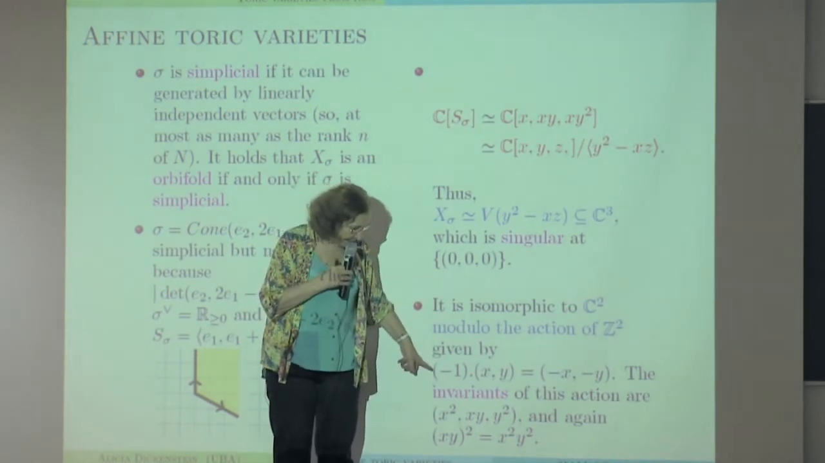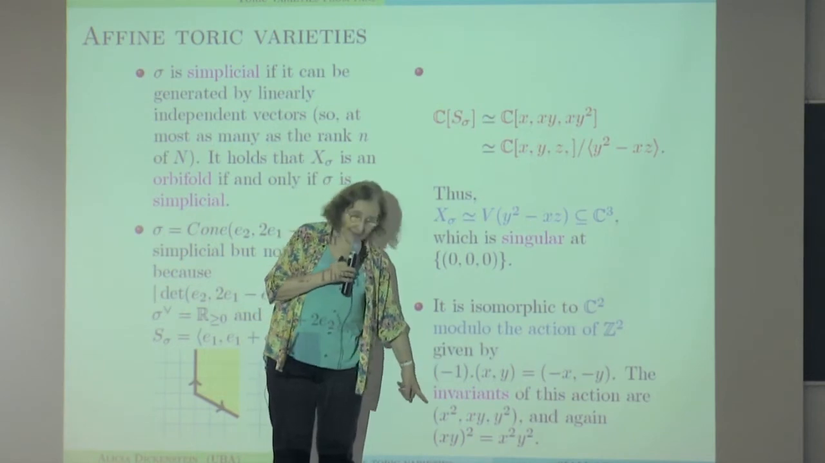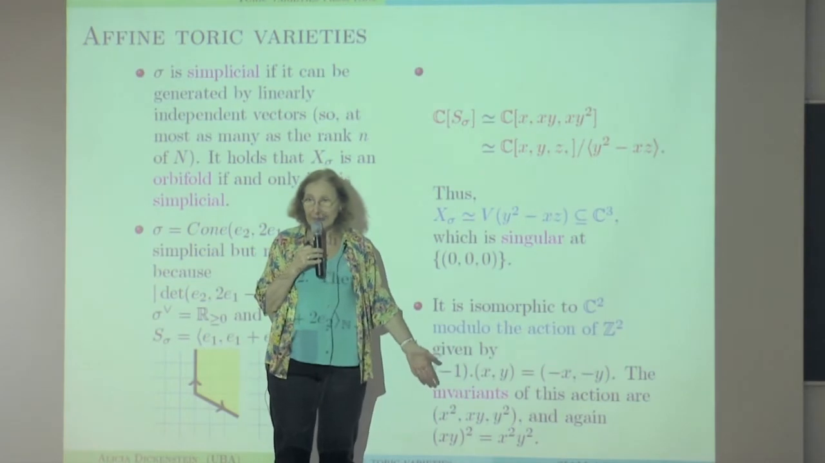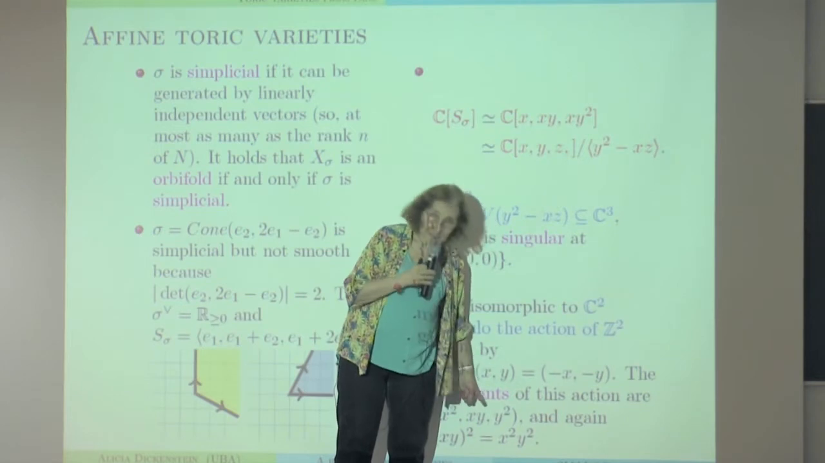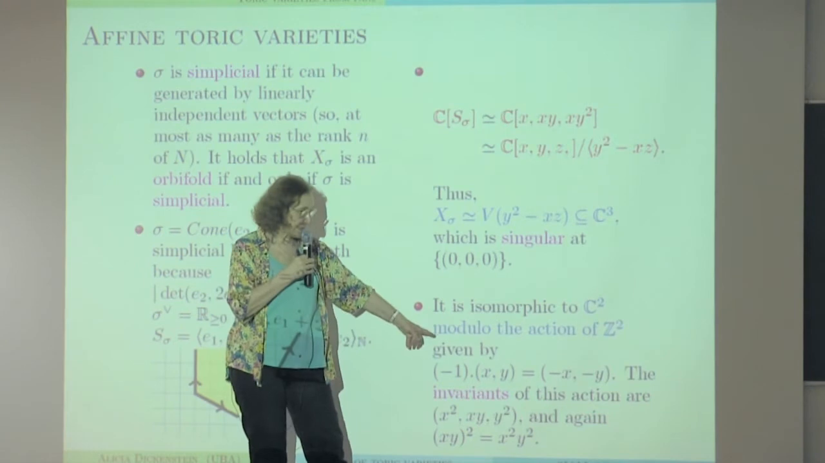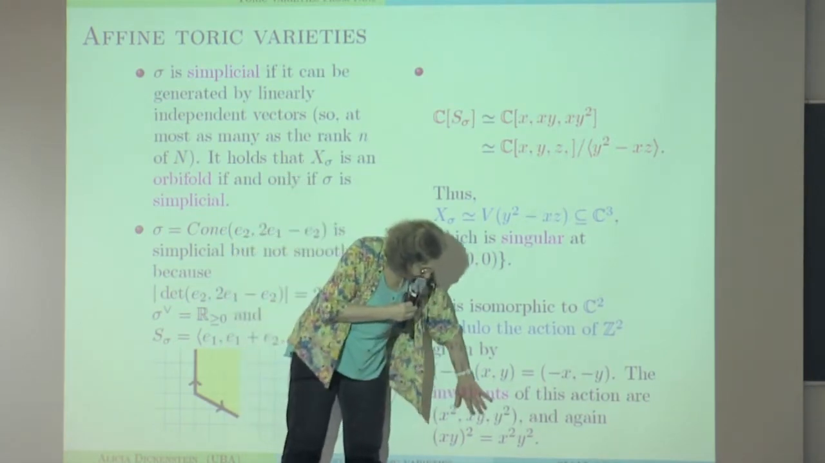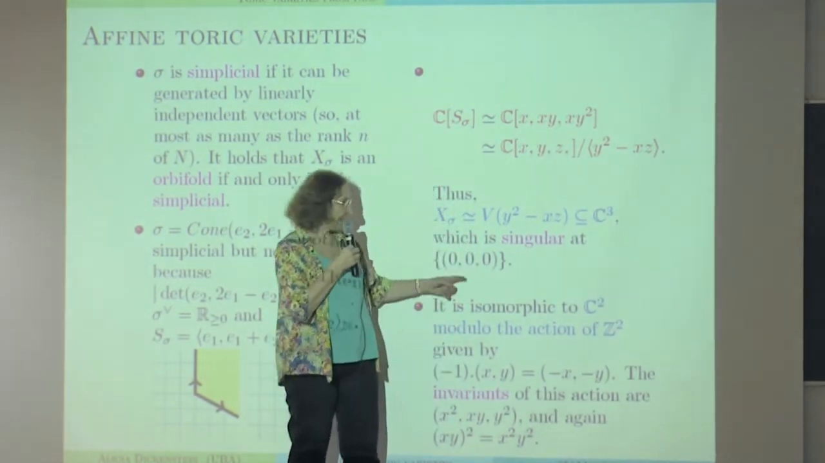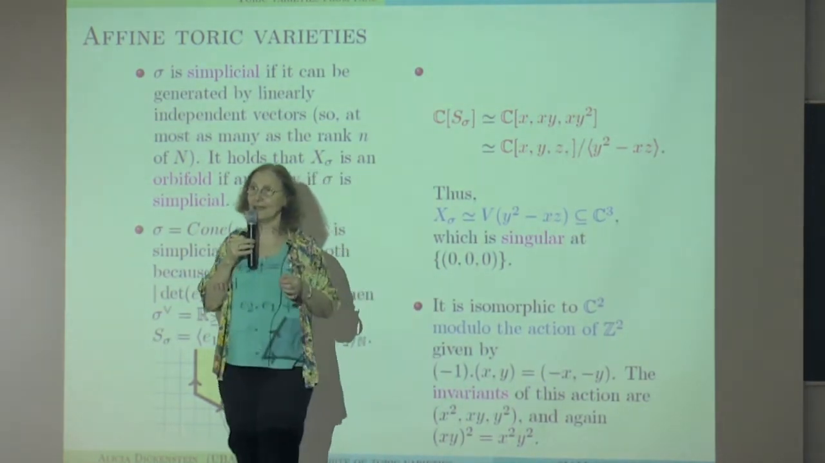So if we do that, which are the invariants of this action? Well, the invariants of this action are generated by x squared, x times y, and y squared. So x and y have no meaning, but each time I take either x squared, y squared, or x times y, this has a meaning. These 3 monomials generate the invariants of this action. And again, this square equals this times this. So if we work this out, this variety is equal to C2 modulo this action, which gives us a singularity at the origin.